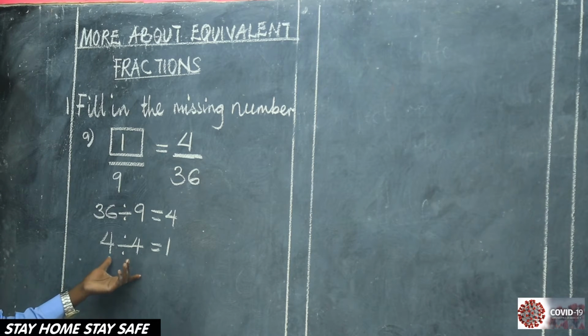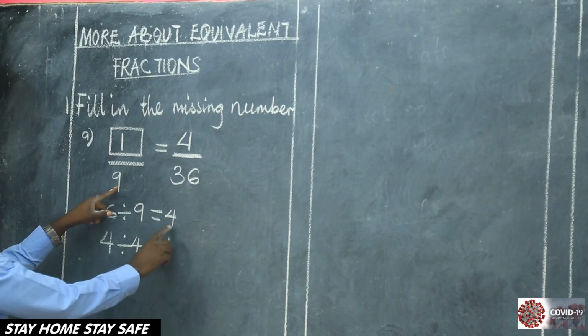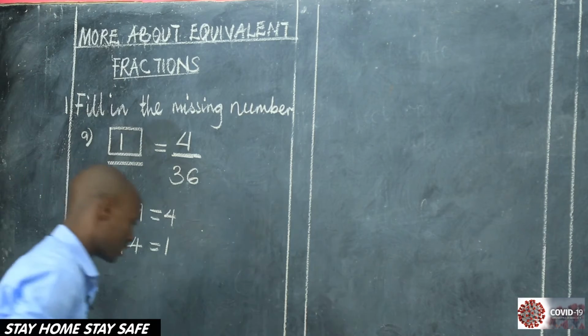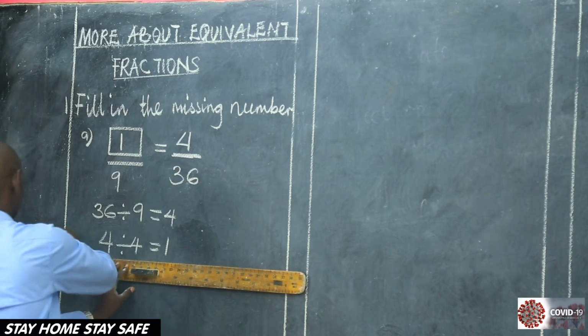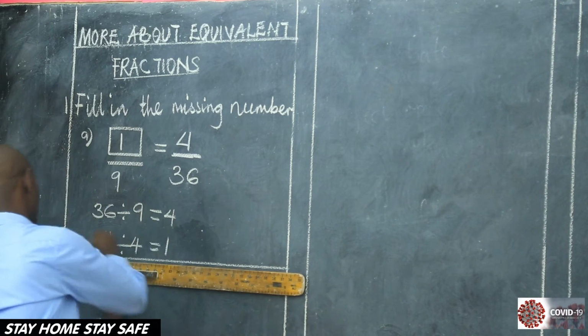If you want to prove your answer, get 1 out of 9, multiply it by this, we shall get that fraction directly. Let's look at another example.